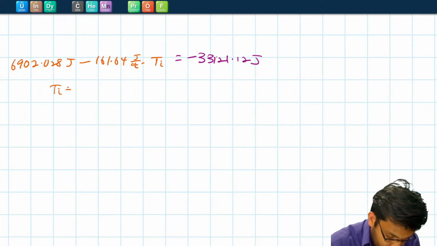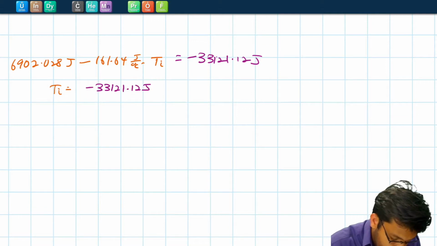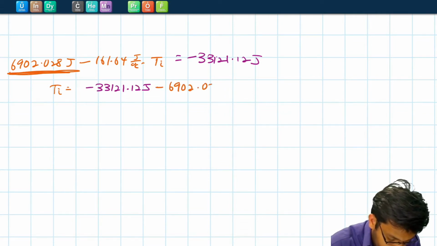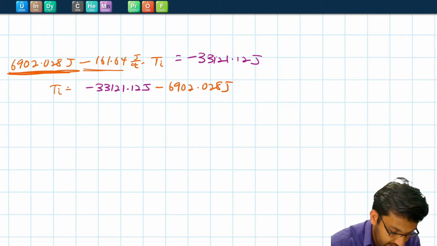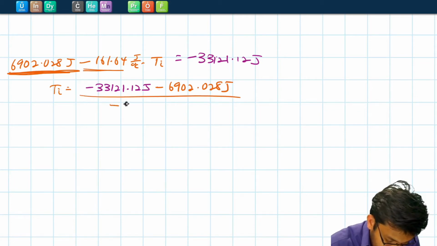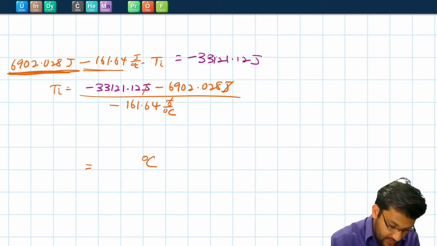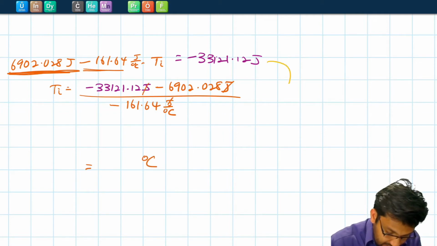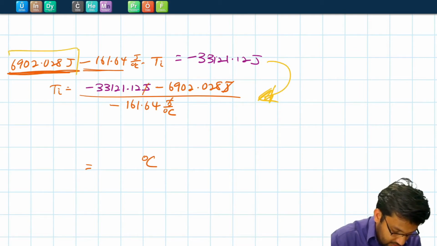All right, to solve for Ti, what we need to do, so Ti is equal to, we take this minus 33121.12 joules, we subtract this on both sides, so it will disappear on the left hand side, so that'll give us minus 6902.028 joules, and then we divide by negative 161.64 to cancel that out. So minus 161.64 joules over degrees Celsius. So the joules will all cancel out and our answer will be in degrees Celsius. So make sure you understand this step here in the algebra. I just subtract this number from both sides and then I divide by this number on both sides to solve for Ti.